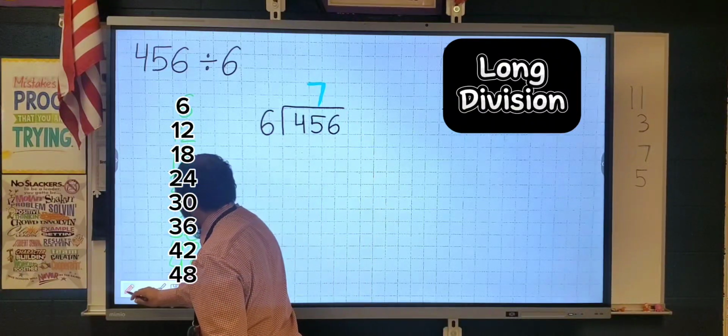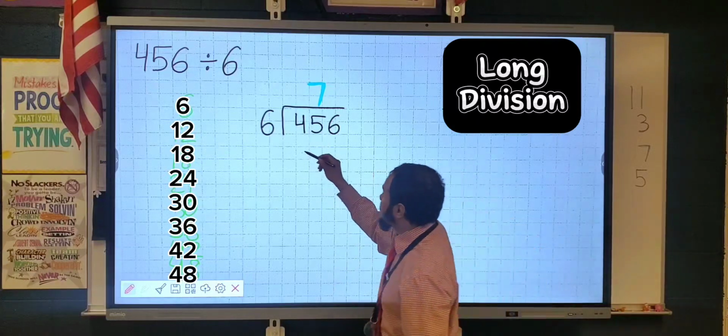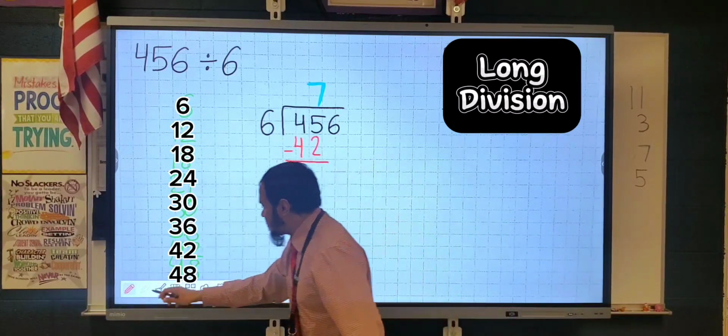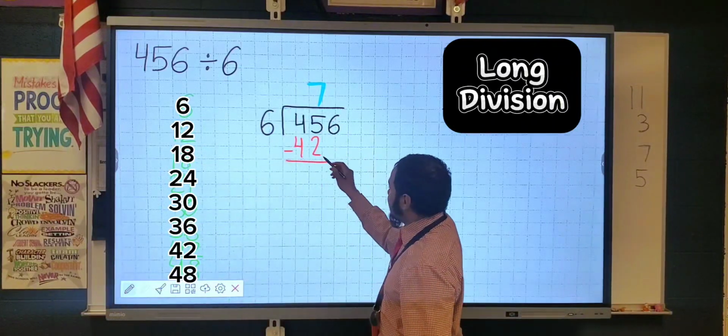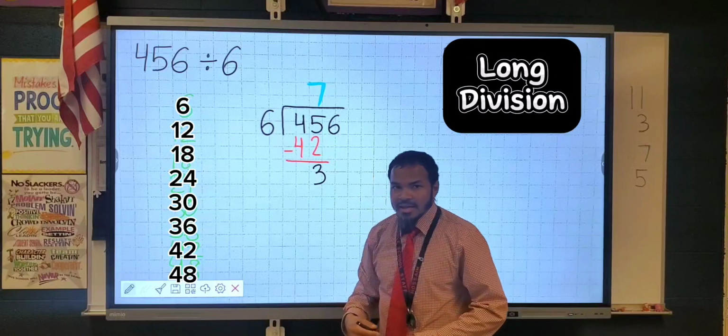And then I ask myself, well, what is 6 times 7? 6 times 7 is 42. So I'm going to subtract that out. You know why you subtract it, right? Subtraction is repeated division. 5 minus 2 is 3, and 4 minus 4, that's nothing. And so now I move on.